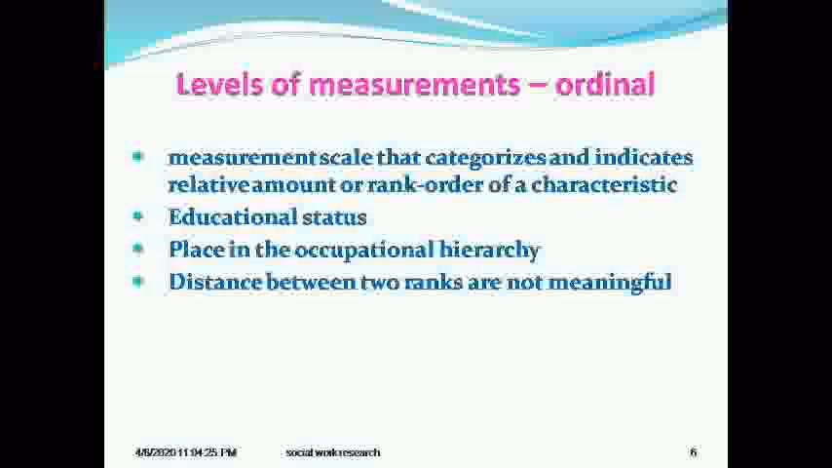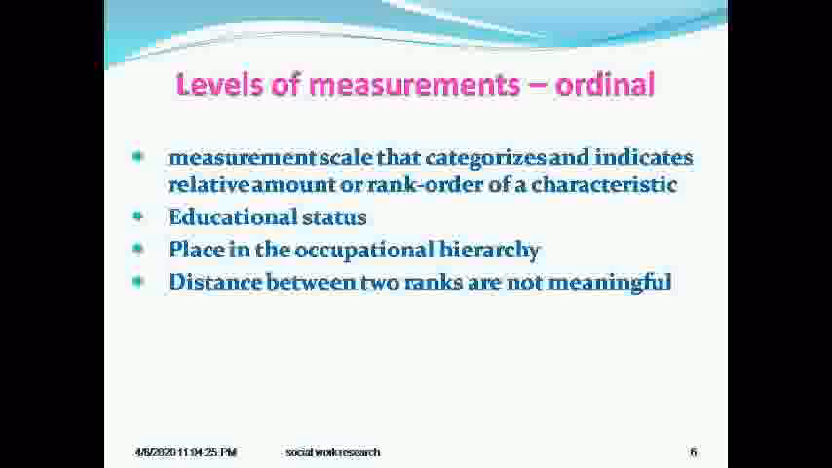Ordinal level is the second level of measurement. It is the measurement scale that categorizes and indicates the relative amount or the rank order of a characteristic. For example, educational status displays the occupational hierarchy. But the distance between two ranks is not meaningful.